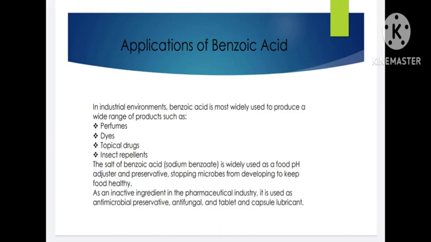So this was all about Baeyer-Villiger oxidation, its mechanism and its synthetic applications.